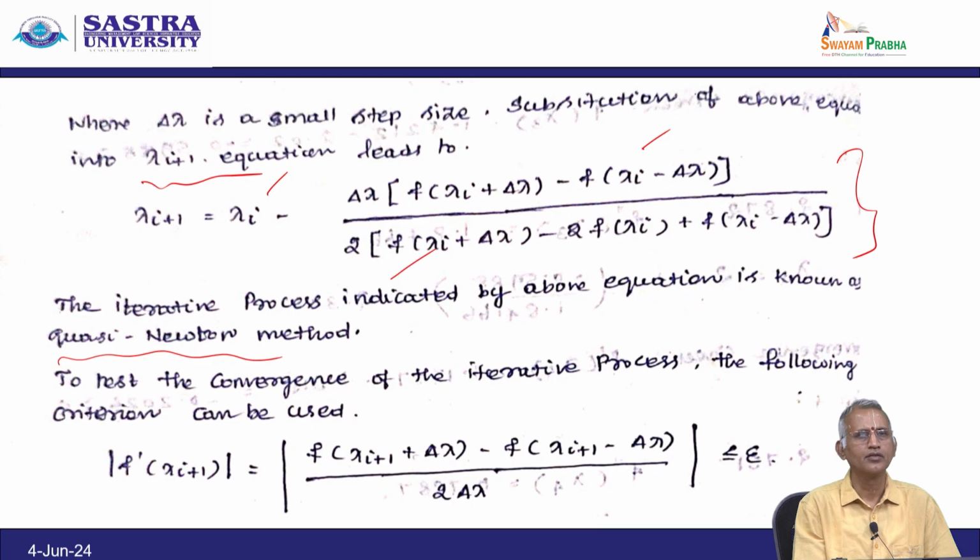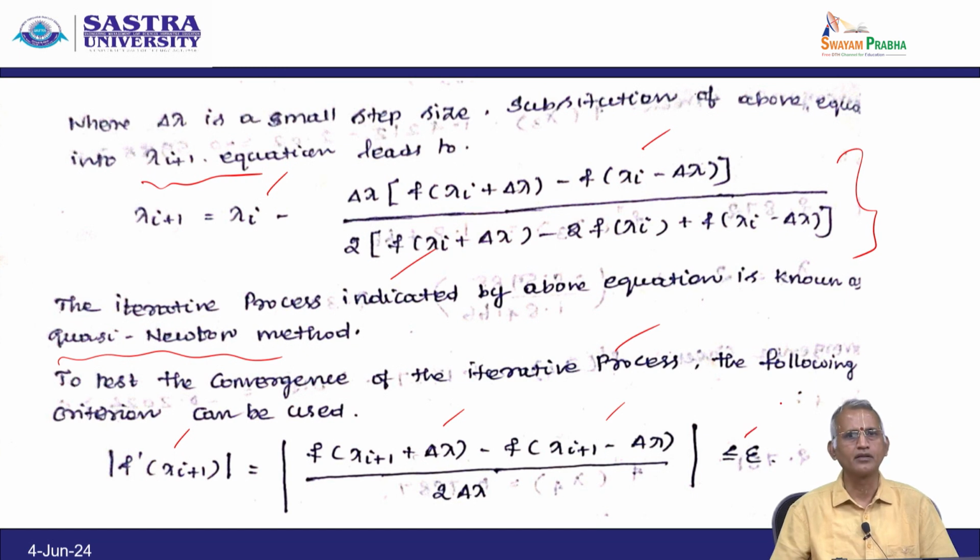To test the convergence of the iteration process, the following criterion can be used: modulus of f dash of lambda i plus 1 equal to modulus of f of lambda i plus 1 plus delta lambda minus f of lambda i plus 1 minus delta lambda, by 2 delta lambda, which is less than or equal to epsilon.